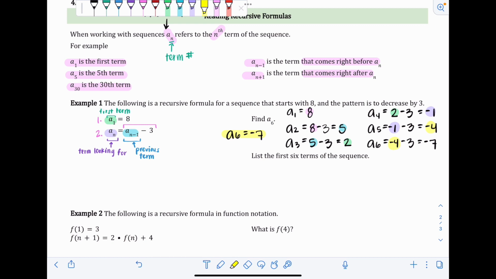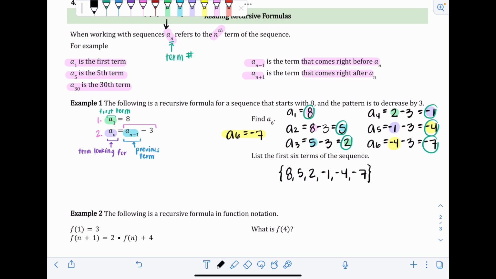And then for the second part of the problem, it says to list the first 6 terms of the sequence. So I'm going to go through and just circle each one. The first term, A1, was 8. The second term was 5. The third term was 2. The fourth term was -1. The fifth term was -4. And the sixth term was -7. So now we just need to list them in order of term number. So term 1 was 8, term 2 was 5, term 3 was 2, term 4 was -1, term 5 was -4, and then term 6 was -7.